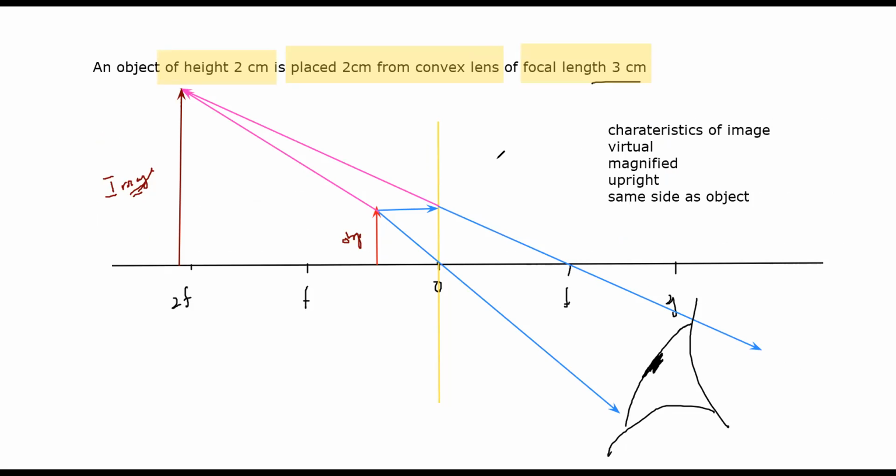The length of the image is up to you. What you will do is reproduce these lines. For example, the line which you drew passing through the center of the lens passes straight, and the one which is passing through the focus parallel will pass through the focus. So you will reproduce these light rays backward. When you reproduce these light rays backward, the point where these two light rays intersect is the position where the image will form. So this is just our imagination. In reality, it's not there. That's why we call this image a virtual image.